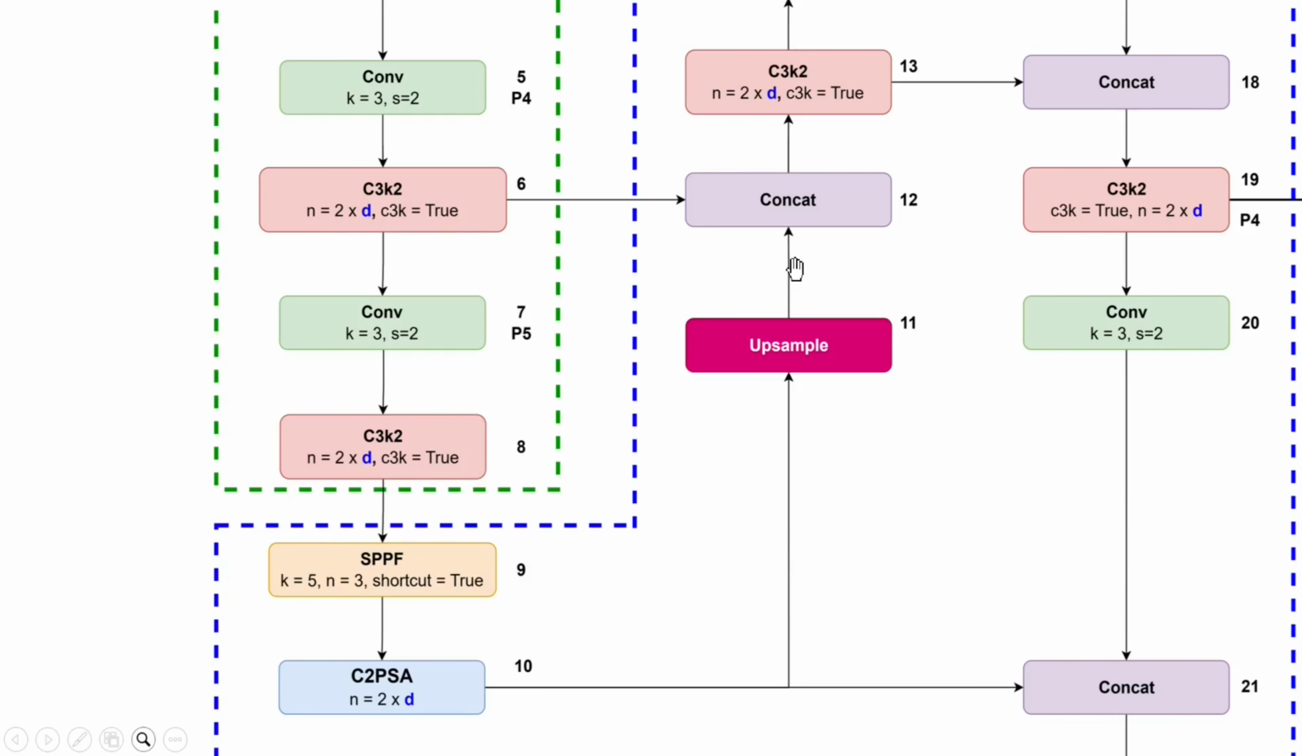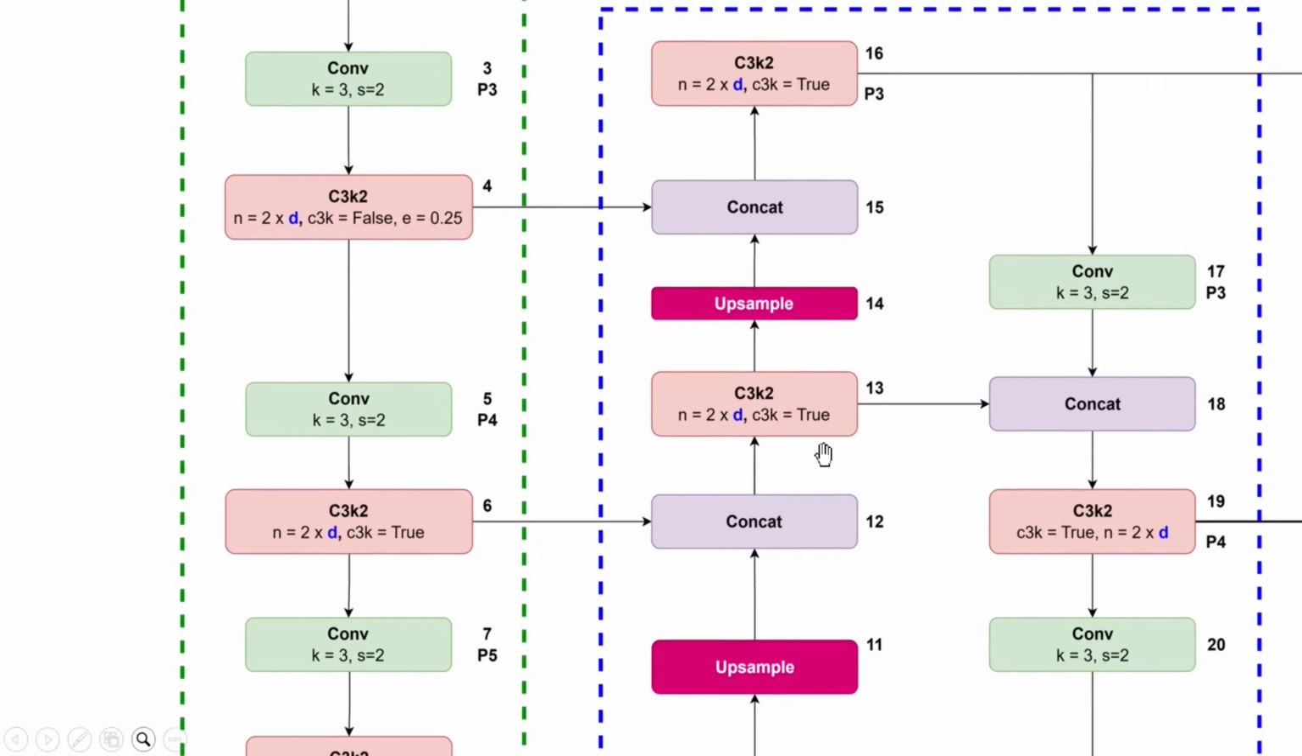The upsampled feature map is then combined with the features from the C3K2 block using a Concat operation. When using the Concat operation, the number of channels is summed, while the spatial resolution remains unchanged. This concatenated feature map is then passed through another C3K2 block.